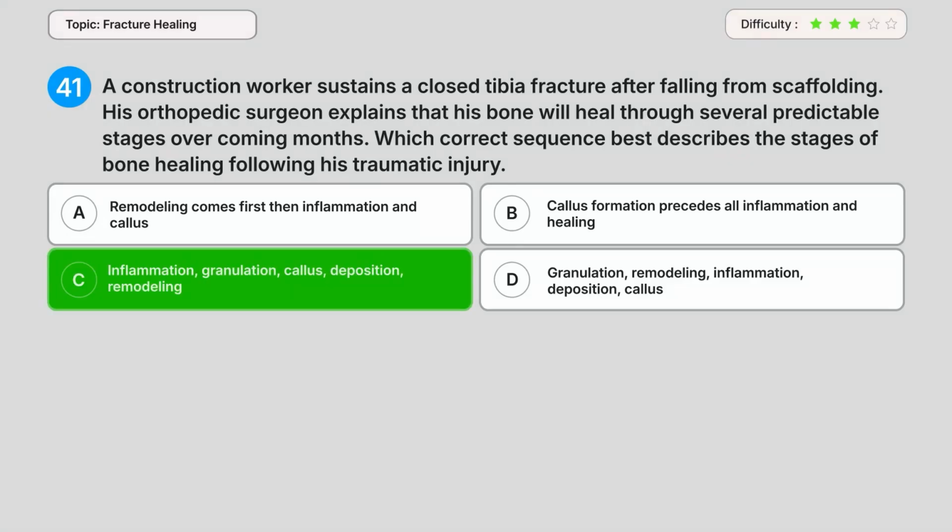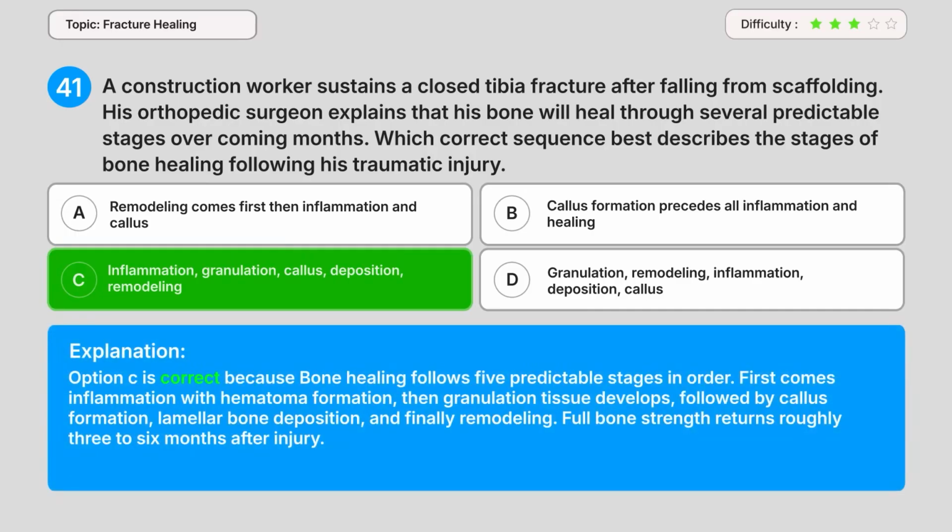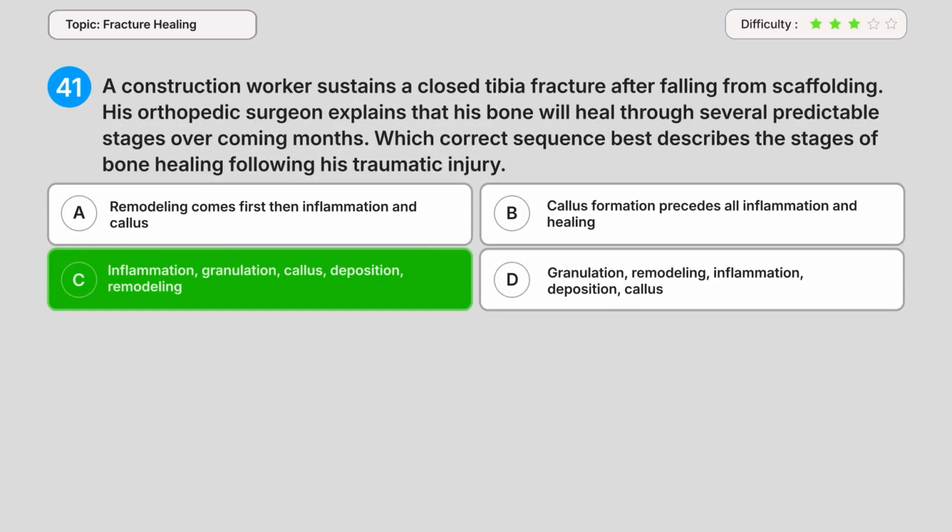Correct answer, C. Inflammation, granulation, callus, deposition, remodeling. Bone healing follows 5 predictable stages in order. First comes inflammation with hematoma formation. Then granulation tissue develops, followed by callus formation, lamellar bone deposition, and finally remodeling. Full bone strength returns roughly 3 to 6 months after injury.